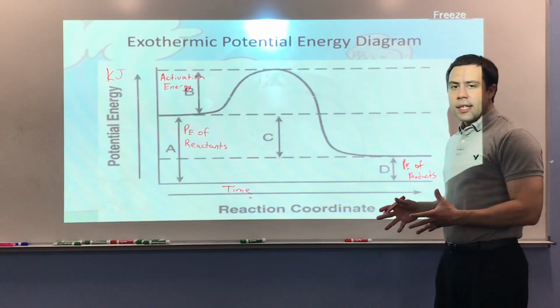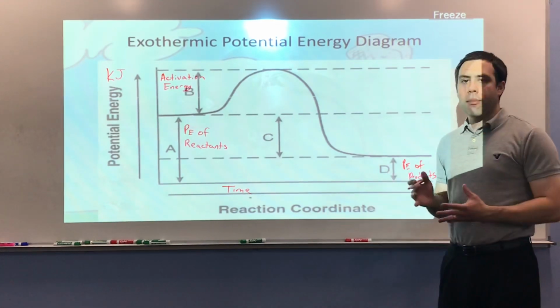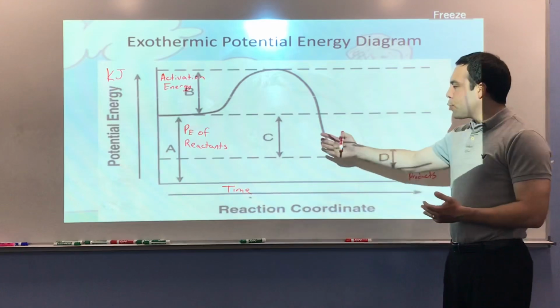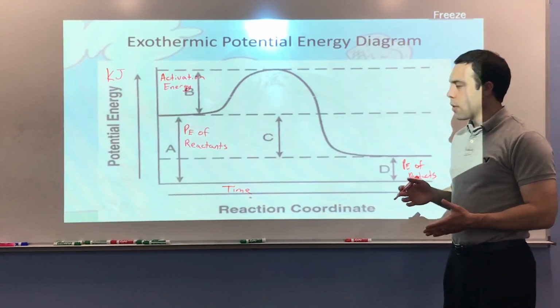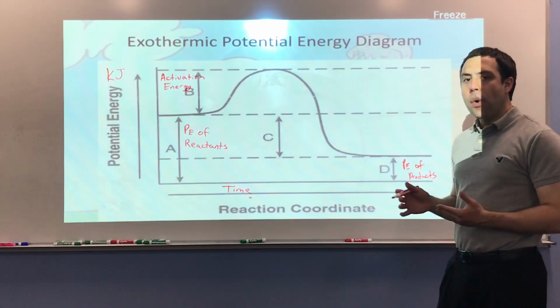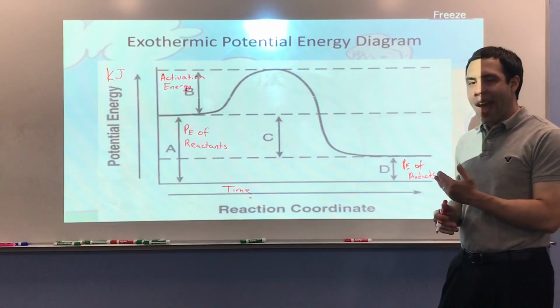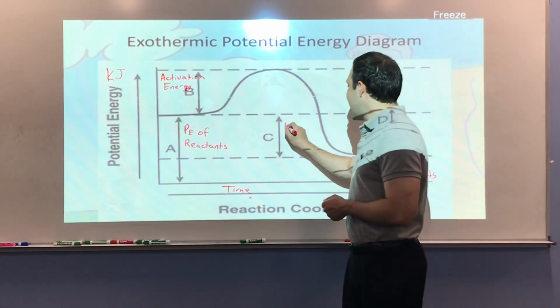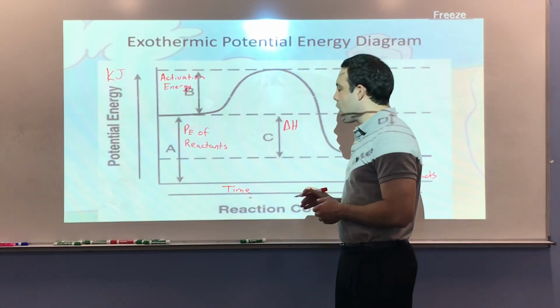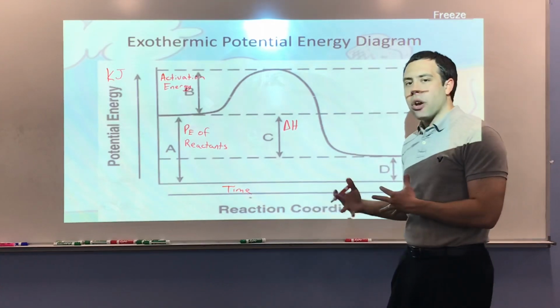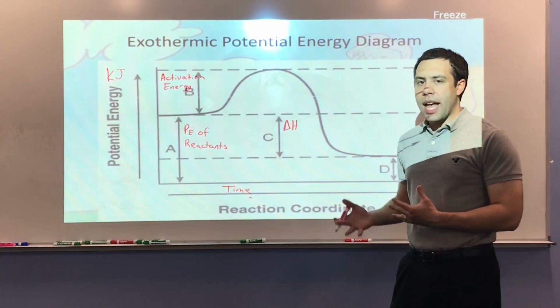So nice and easy, it's the total amount of energy of all of the products. Which brings us to point C. Point C is known as either the heat of reaction or delta H. That's the change in energy of this particular reaction.